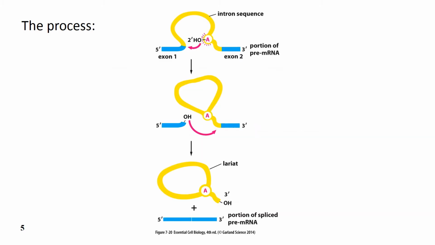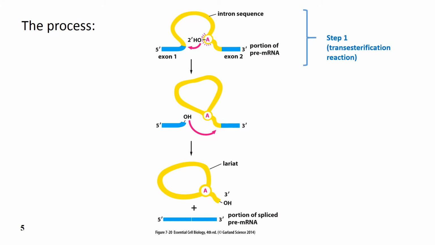The process of pre-mRNA splicing is a little complex, so the next couple of slides may get a little messy, and you may have to view them a few times to be clear on the process. Here's a summary showing you that it really is a 2-step process to remove an intron.